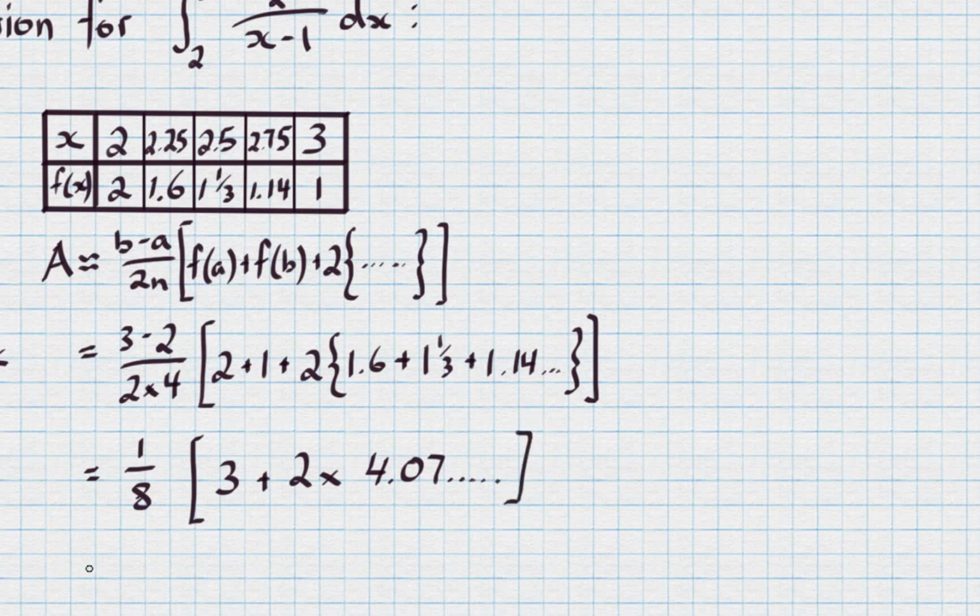And we can do our final calculation by plugging it all into the calculator. And to 3 decimal places, we get 1.394. And with that, we're finished. Good job.